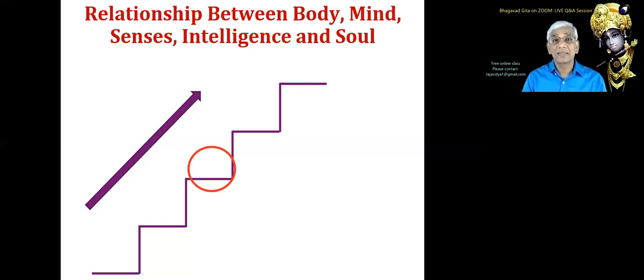So that is a real science. The real science is knowing about the relationship between body, senses, mind, intelligence, and soul. So here, what is that relationship? So these are the steps shown here.